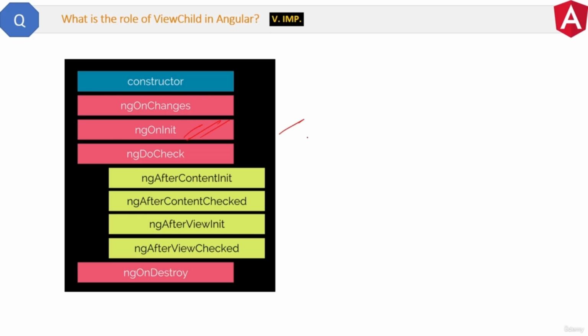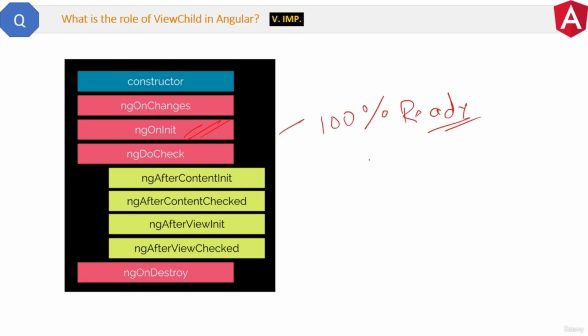Now if we want to put the focus on the email input element, then first we have to make sure that the email input control is fully 100% ready by the ngOnInit hook. We have to make sure that this email control is fully ready, and then only we should put the focus after the ngOnInit hook, not during the ngOnInit hook, like after ngOnInit. Otherwise there will be a conflict.